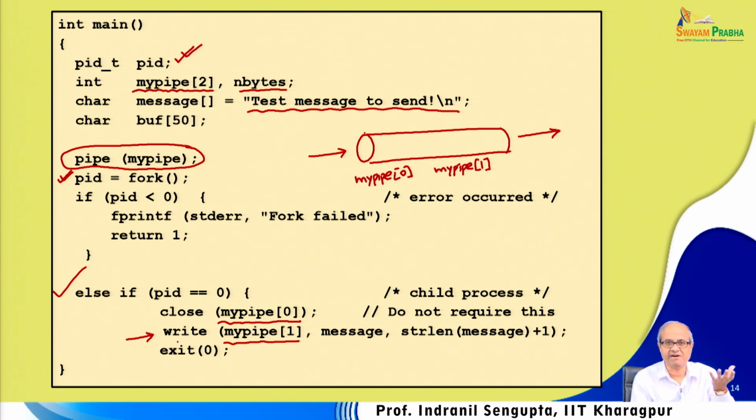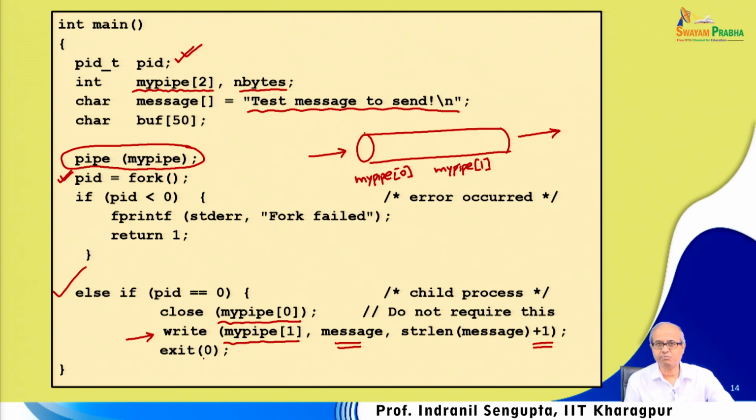Mypipe 1 is like a file. You are writing this message, test message to send, and string length message, how many characters are there, and you may be knowing the last character of a string is the null character. So, there is a +1 including that null character. So, you are writing the whole string into one end of the pipe, and you are exiting. So, you are writing into mypipe 1.